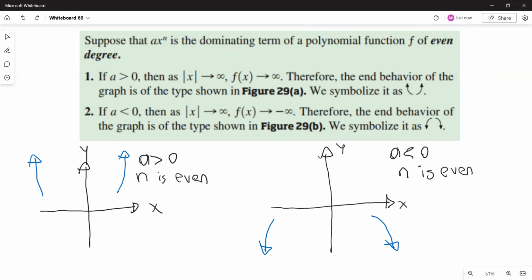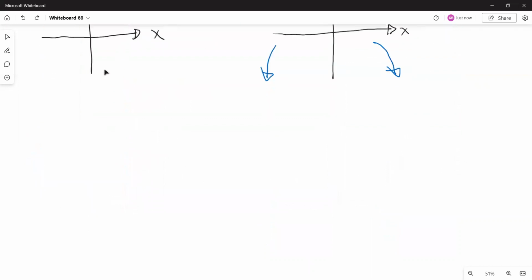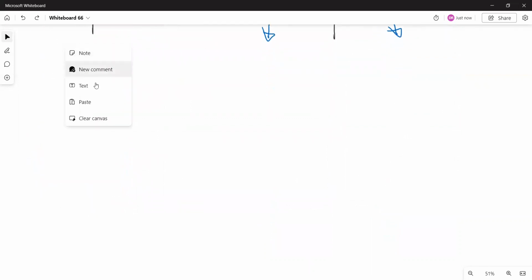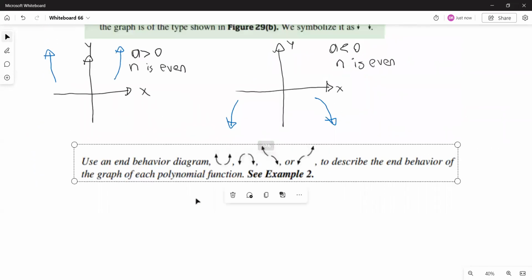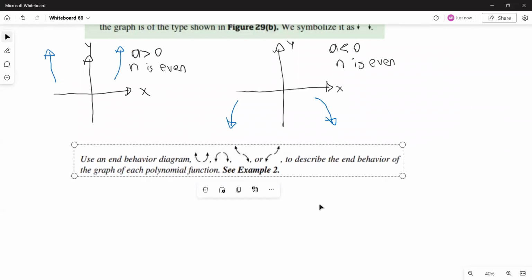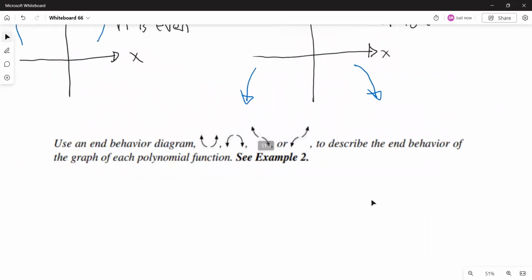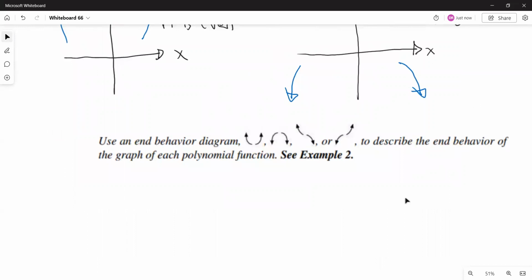Okay, so I'm going to copy the directions on page 352. To describe the end behavior of the graph of each polynomial without using a graphing calculator or without trying to graph the function.